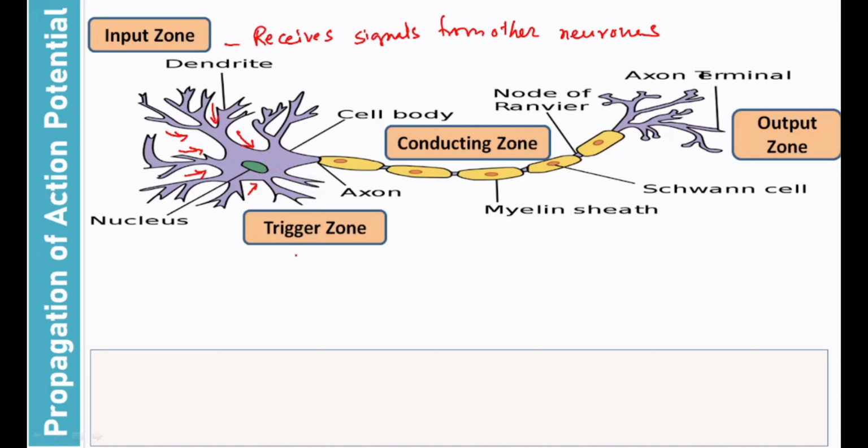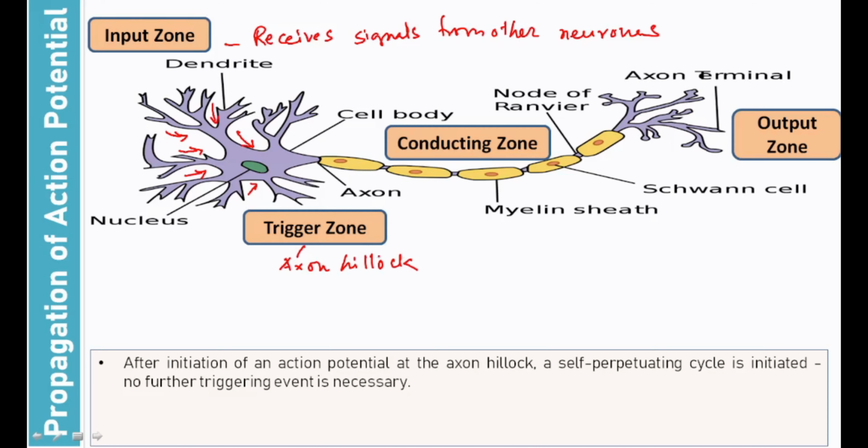Then the trigger zone. The axon hillock is known as the trigger zone. Why is it known as the trigger zone? Because action potential is generated in the axon hillock. So we can say that it is responsible for the initiation of action potential. After generation at the axon hillock, it will conduct through the axon.